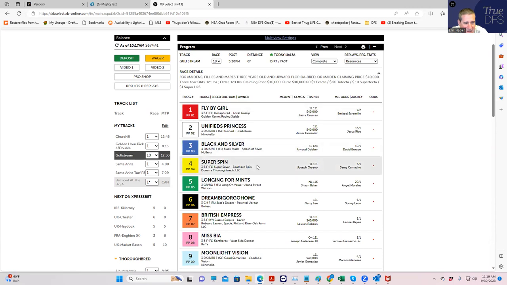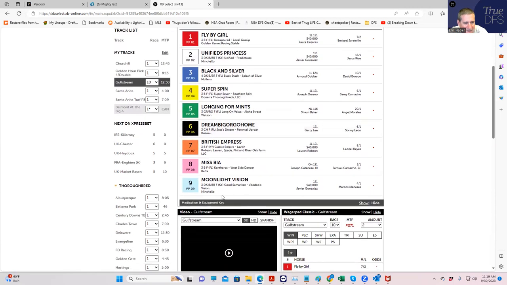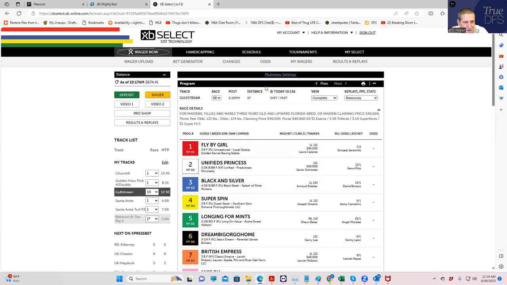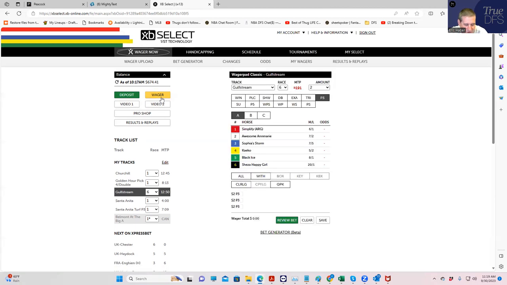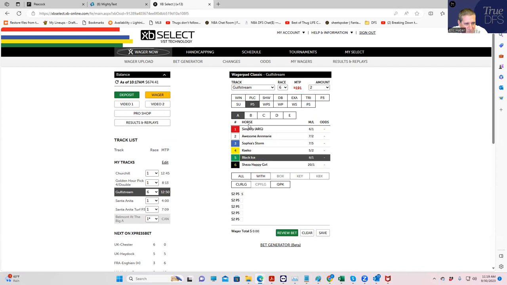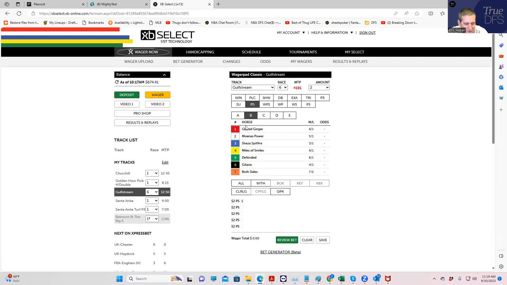Race 10, the 8 and the 9 are probably best, but really no value there. So what you can do, again, if you want to do something that's going to pay a ton, you can do the late pick 5. So you start with race number 6, and you go something like Black Ice, and then you could just do the 1, but let's just do all these: 1, 3, 6, 7.